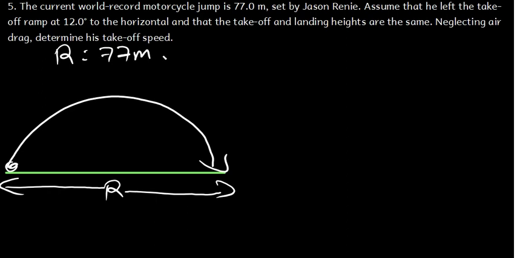Now they are saying that the takeoff and the landing height are the same. Meaning that the maximum height we are going to have here is not something we are interested in. We can just see that if we have the range here as 77 meters, and we have the theta, they want us to find the speed. We know that the formula for finding the range in that case is range is given by Vx times t.